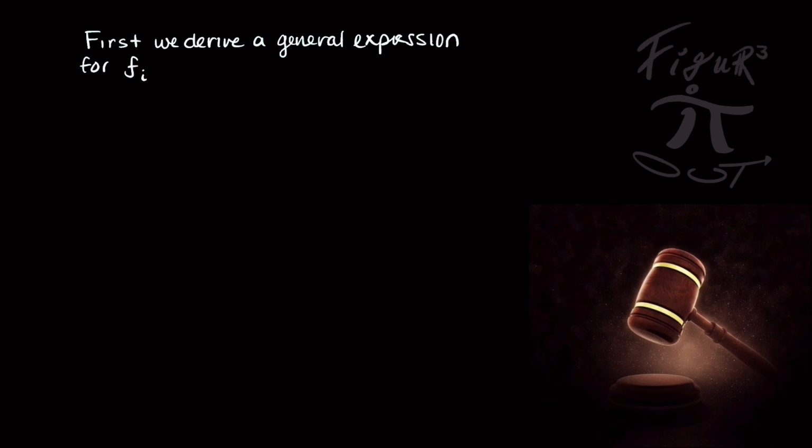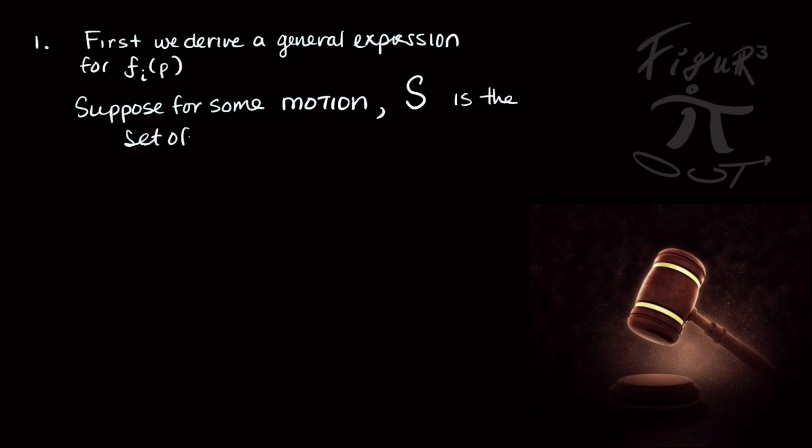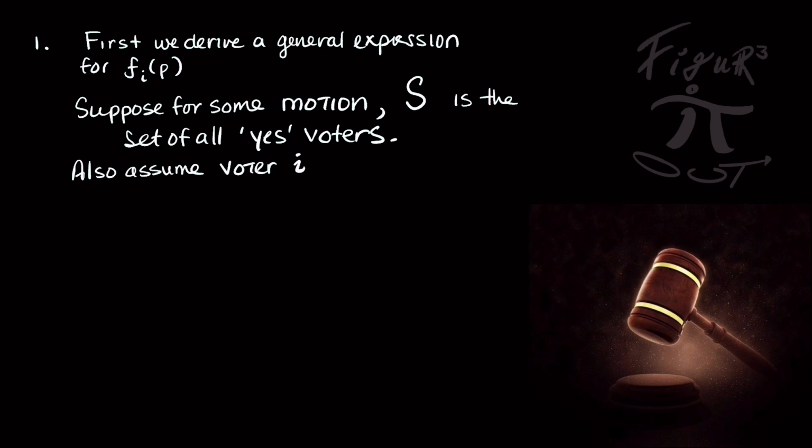Alright, so we're going to first derive a general expression for the power polynomial of a player I. And to do this, we're going to suppose that for some motion to pass, capital S is the set of all yes voters. We'll also make the assumption that voter I is in this particular set of voters. In other words, that I's vote is going to be a vote for yes.